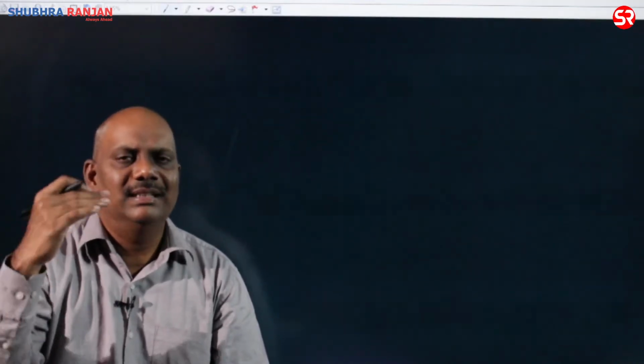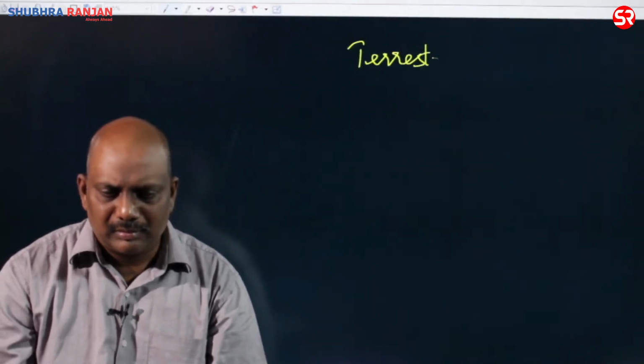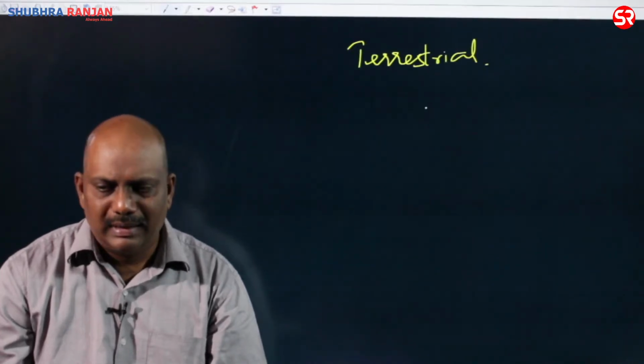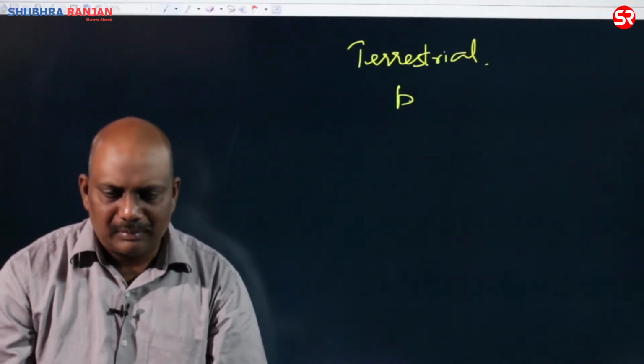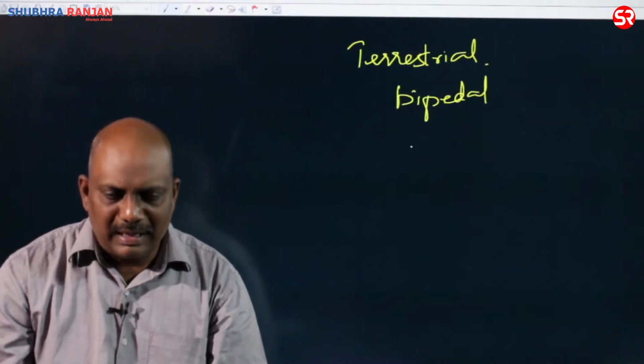The term Australopithecus has nothing to do with Australia. Australo means southern, the southern continent or the southern part of the hemisphere. This is the southern ape, the ape which came from the southern part of the world. Okay. So the Australopithecus, right, they were terrestrial. They were bipedal. They were ape-like.